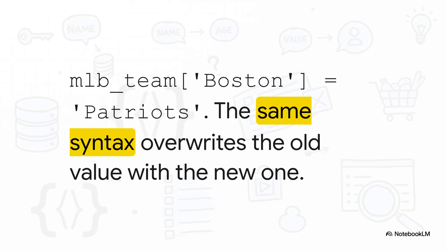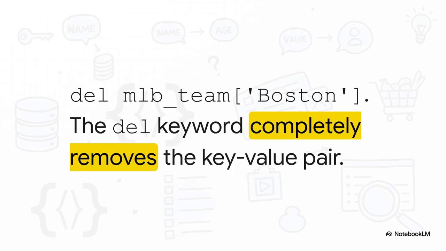We're just giving the key Boston a new value. The old value, Red Sox, just gets replaced. Easy. And if you want to get rid of an entry altogether, we just use the del keyword, which is short for delete. We tell it to del the Boston entry, and poof, it's gone.